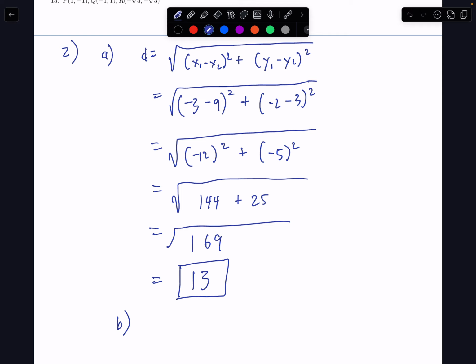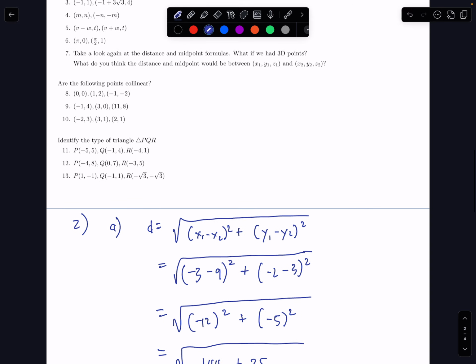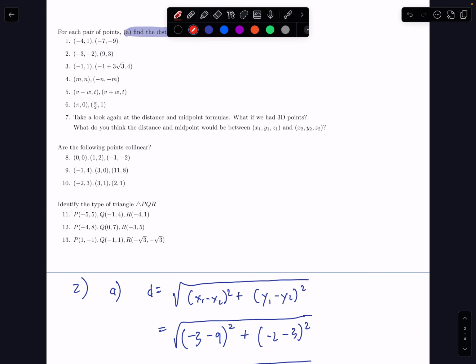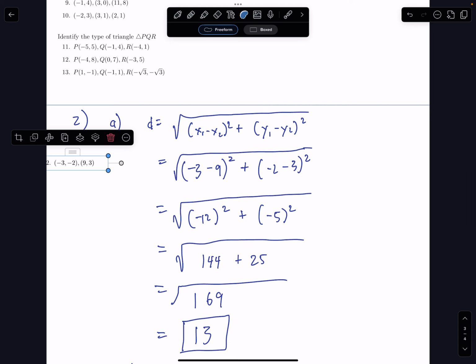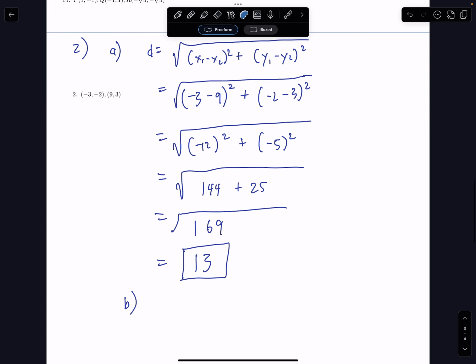Okay, part B, the midpoint. What were my points again? Let me copy and paste, okay, so these are my coordinates. It's number 2. So let's do the midpoint with red. Midpoint is a coordinate: the average of the x values, -3 plus 9 divided by 2, and then the average of the y values, -2 plus 3, also divided by 2.